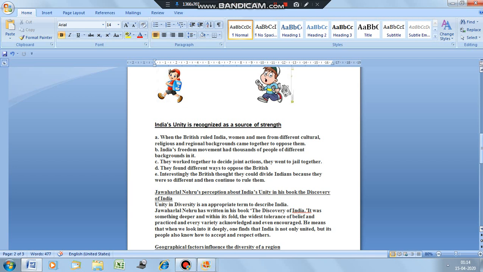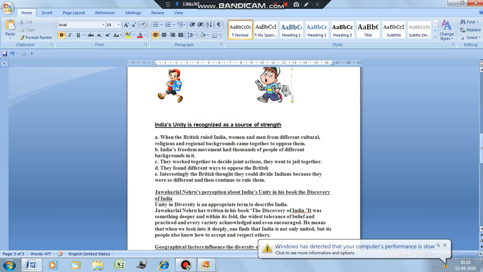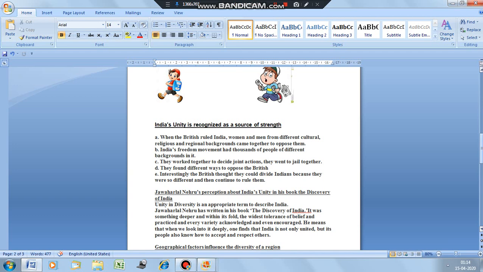India's unity is something deeper, and within its fold, the widest tolerance of belief means every belief and custom was accepted and every variety acknowledged and even encouraged. He means that when we look into it deeply, one finds that India is not only united, but its people also know how to accept and respect others.